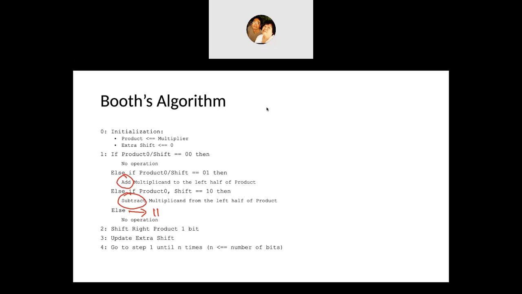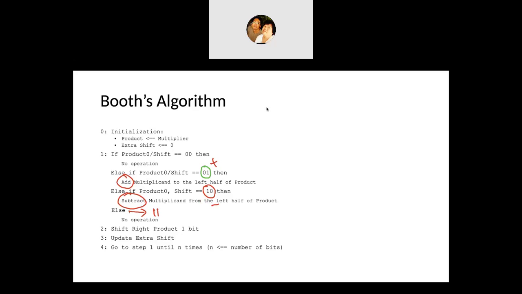How can we remember this? It's quite easy, right? Because 0, 1, you can notice that this starts from 0. This is a positive value. But this one, starting with 1, is the negative value. So when it starts with the positive, you add the multiplicand to the left half of the product. But when the product 0 and the extra shift become 1, 0, you have to subtract it. That is the first step.